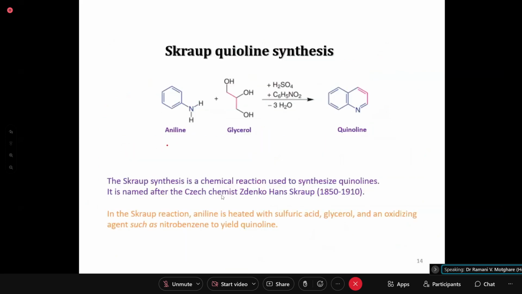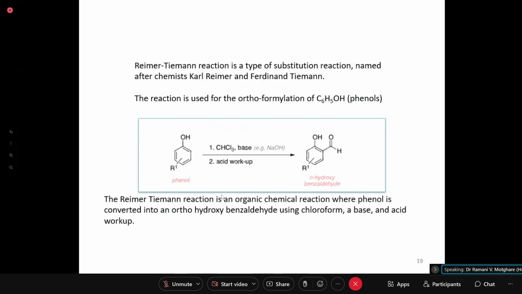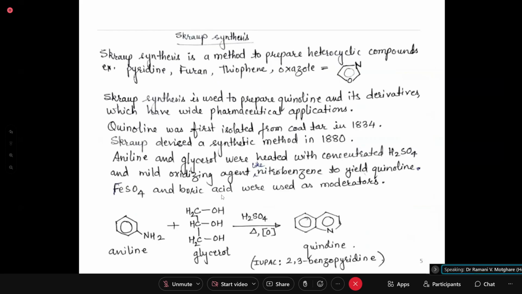Then coming to Skraup synthesis. So this is Skraup synthesis. I'll go to this particular mechanism. This is Reimer-Tiemann. We'll come back to Reimer-Tiemann later on. Now, Skraup synthesis is a method to prepare a heterocyclic compound, like your pyridine, furan, thiophene, oxazole. Skraup synthesis is used to prepare quinoline from aniline.